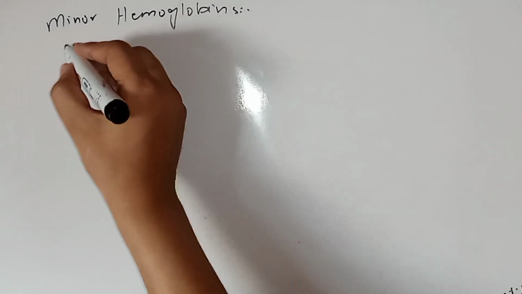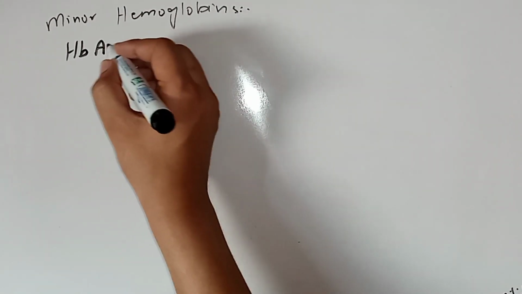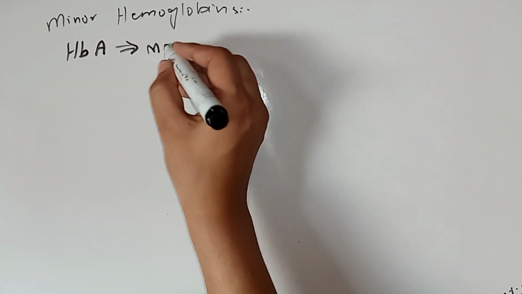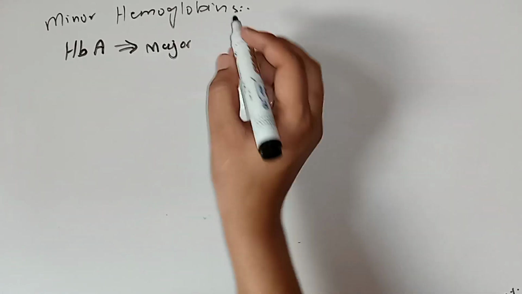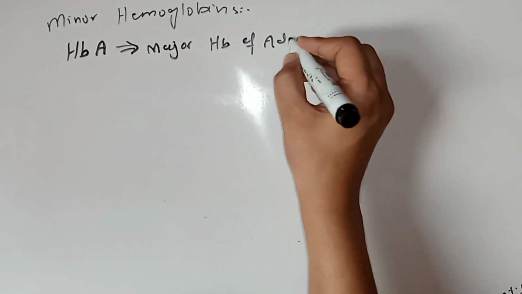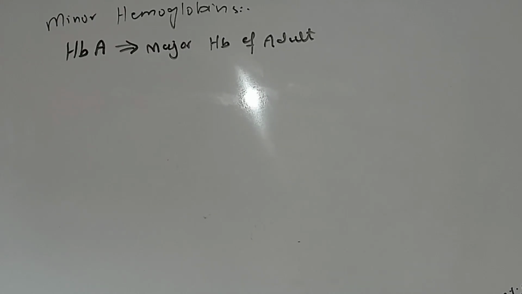The discussion we previously had about hemoglobin was about hemoglobin A, which is the major hemoglobin found in adults. HbA is the major hemoglobin found in adults. So what are the other hemoglobins? There are other variants of hemoglobin.